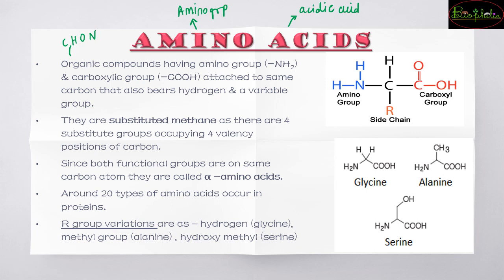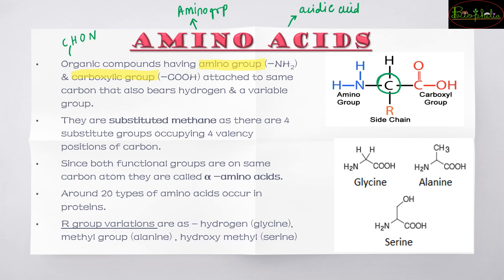So an organic compound which has an amino group on one side, that is the NH2 group, and on the other side a carboxylic group, that is COOH, attached to some carbon, and the rest of the valency is fulfilled by hydrogen or a variable group, then in that case it is called an amino acid. Now, instead of remembering such a big definition, it is better to remember it in a diagram form. So that is easier to remember. So how will you remember that?